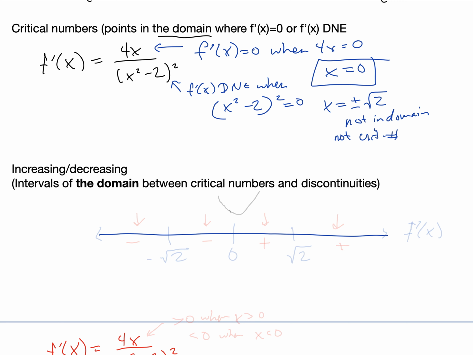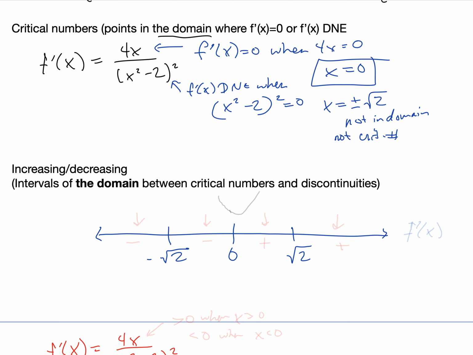The intervals over which the function is increasing and decreasing are between critical numbers, x equals 0 is a critical number, as well as discontinuities of the function, places where the function does not exist, for example. So we see that our function is discontinuous at negative square root of 2 and positive square root of 2, the points that were not in the domain.